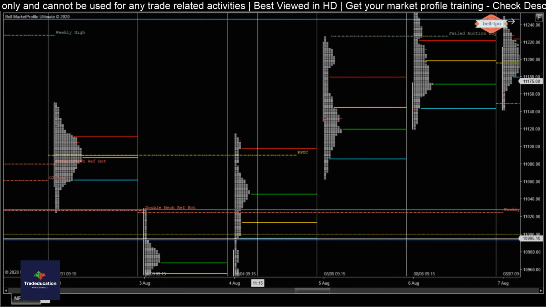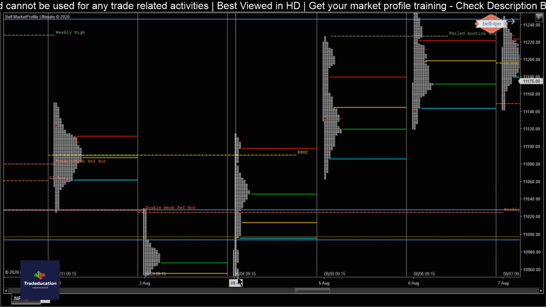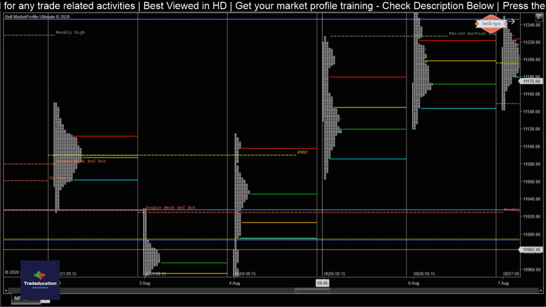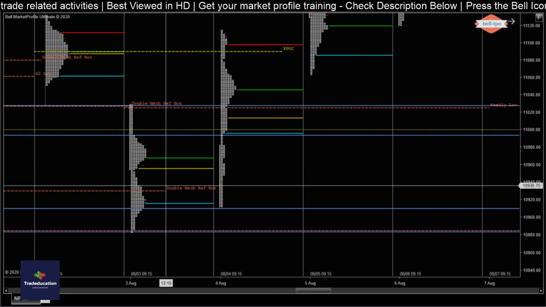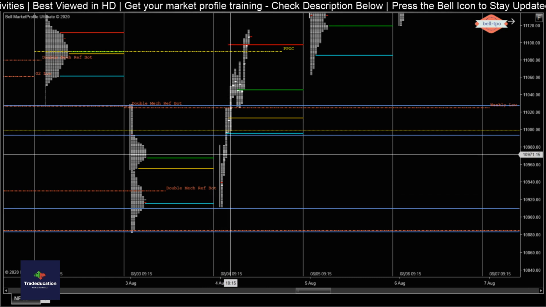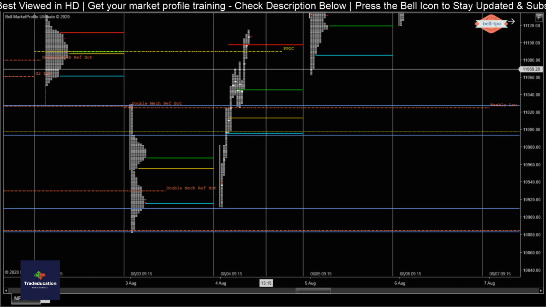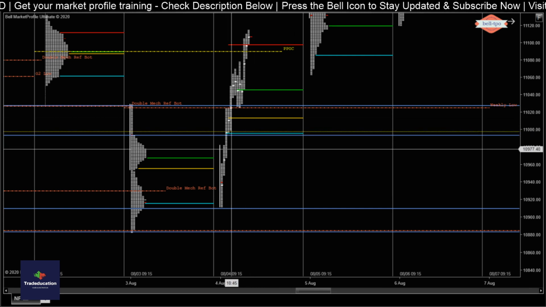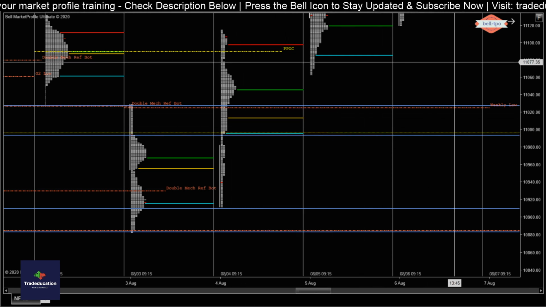Okay, this is the single print zone of 4th of August. This is that reference zone, and this is also a point of control. So if you see, this was a good trending day on 4th of August, where the auction is one time frame higher. So I'm expecting buyers from 4th of August to come in again and protect the positions.